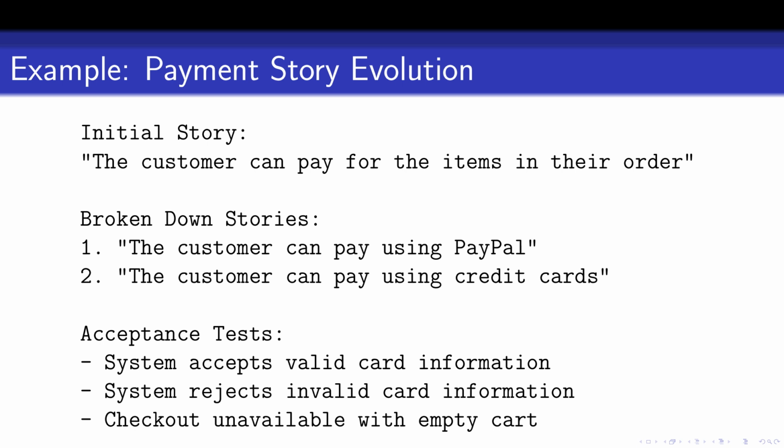Here's an example of breaking down a payment story. An initial story might read, the customer can pay for items in their order. While this captures the general idea, it's too broad. Breaking it down results in smaller stories like, the customer can pay using PayPal, and the customer can pay using credit cards. Acceptance tests ensure these stories are complete, covering scenarios like valid and invalid payment details, and ensuring checkout is not possible with an empty cart.